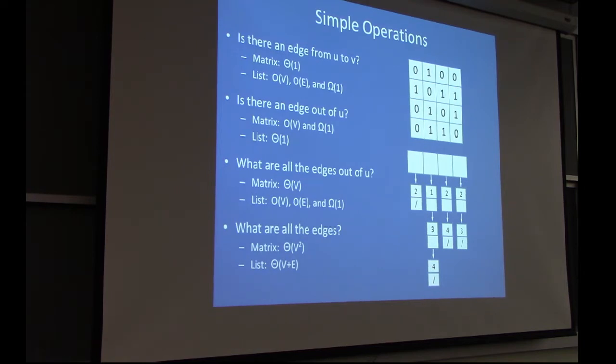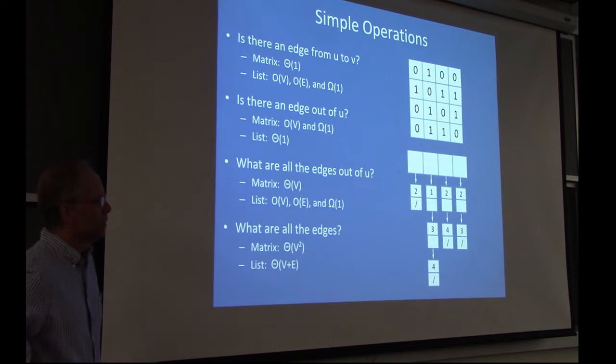Okay, so let's talk about some simple operations. Is there an edge from U to V? If you ask that question on a matrix, it's constant time. Why? Just a 2D array. Yeah, it's just a double index. You index row U, column V.